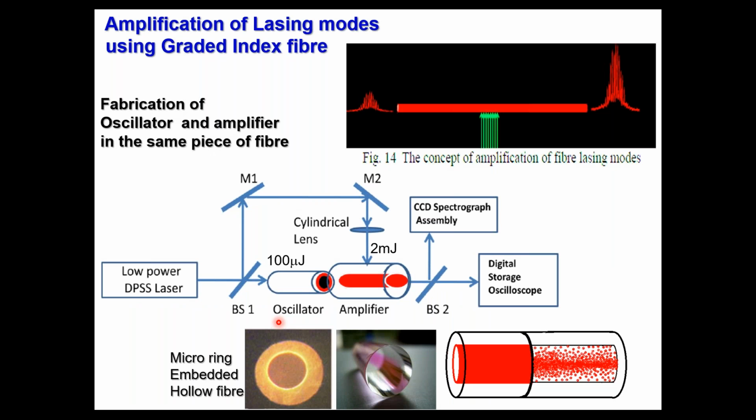What we have seen earlier is that the micro ring embedded structure can result in a single mode operation of the WGM lasing, but the useful power that can be coupled out of such devices is very, very feeble. One possible mechanism is to amplify that single mode using an amplifier. We are currently conducting such an experiment wherein you have an oscillator.